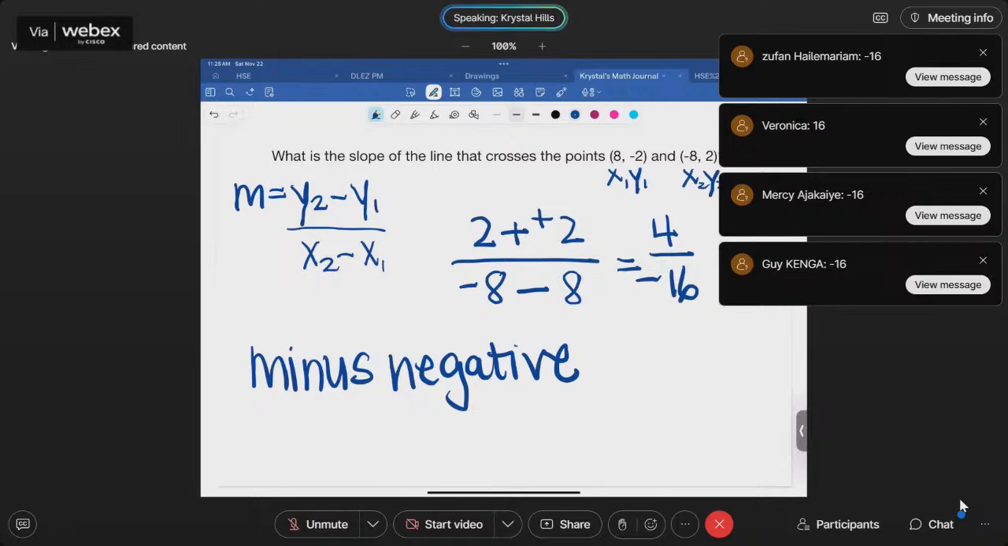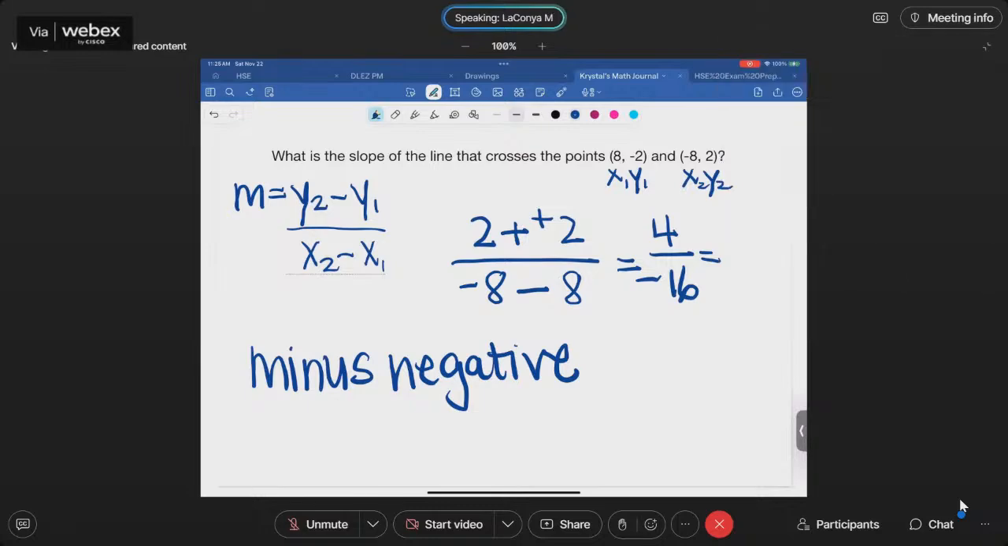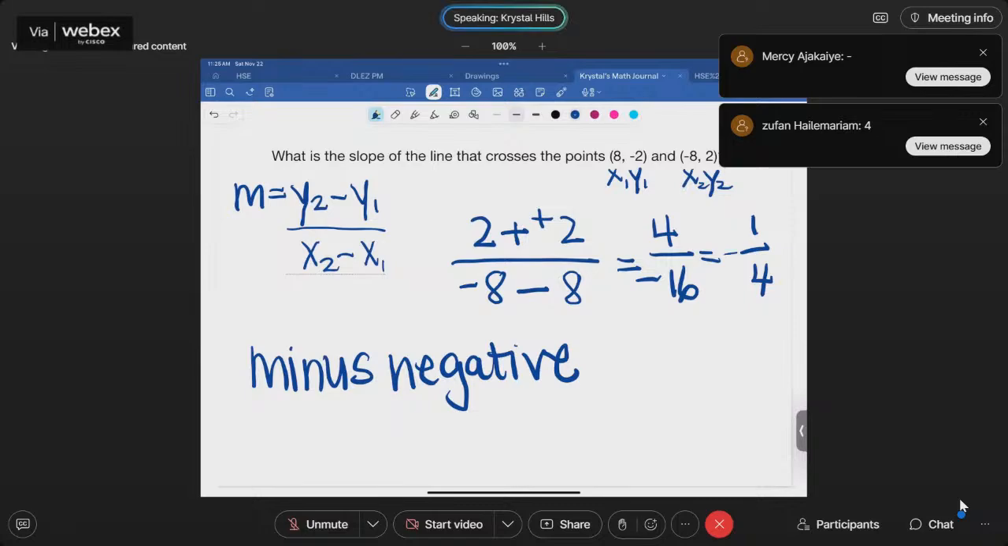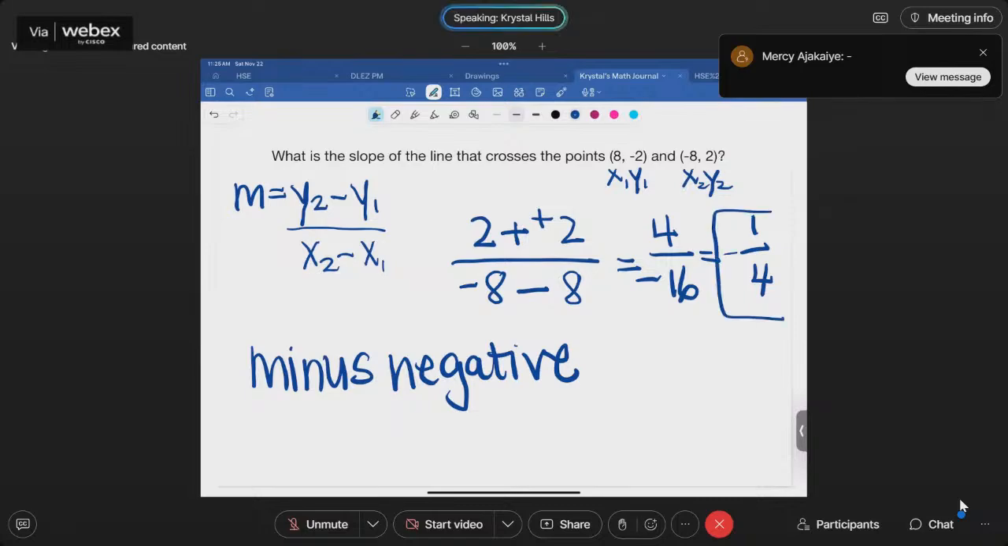Can 4 over 16 be reduced? Is there a number that goes into 4 and 16 equally? 4. How many times does 4 go into 4? Once. How many times does 4 go into 16? 4 times. And I have a positive divided by a negative. What's a positive divided by a negative? Negative. So my slope is -1/4.